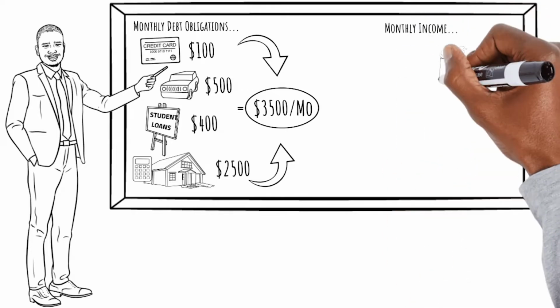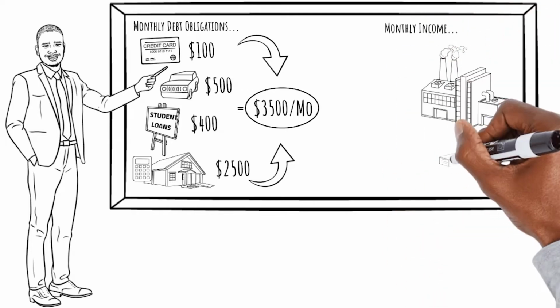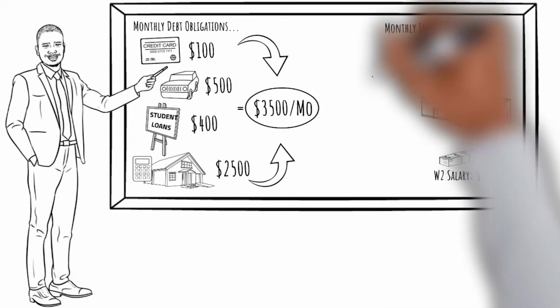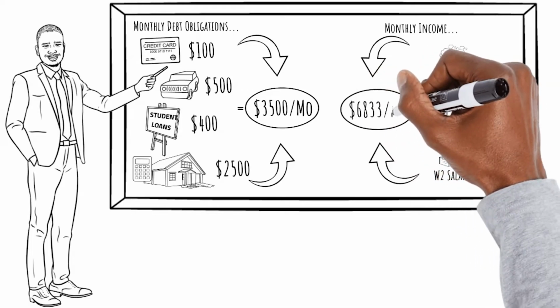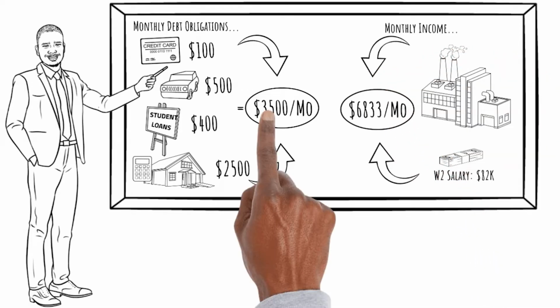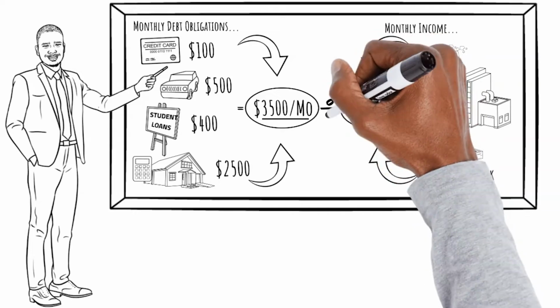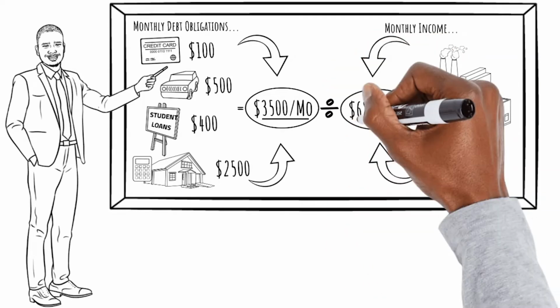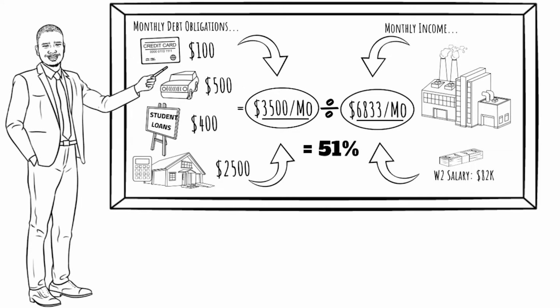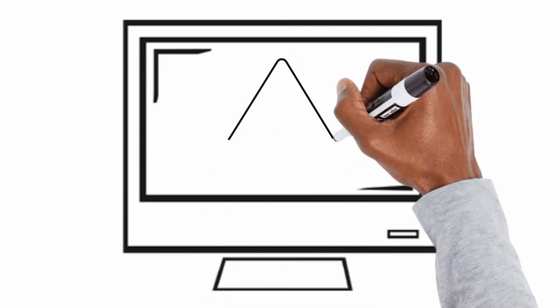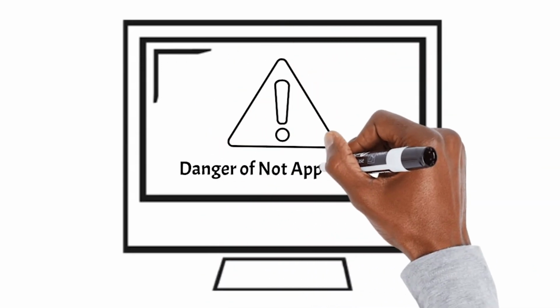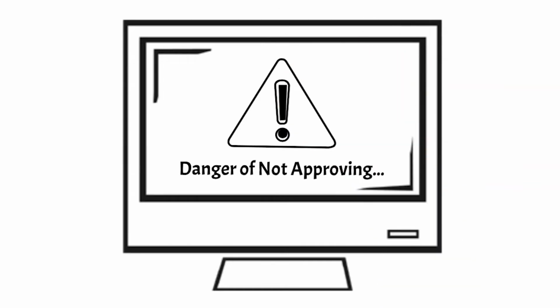Now, to figure your monthly income, let's say that you're a factory worker. You're on a W-2 salary of $82,000 a year. That's equivalent to $6,833 a month. When you take your total debt obligations of $3,500 a month and divide it by your gross income of $6,833 a month, we get a 51% debt to income ratio. For this scenario, we're over the preferred max of 45% on the ratio, and we would be in danger of not approving. So let's go back and see what we can change up.